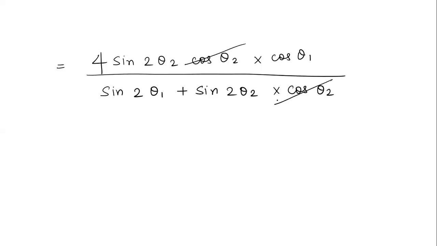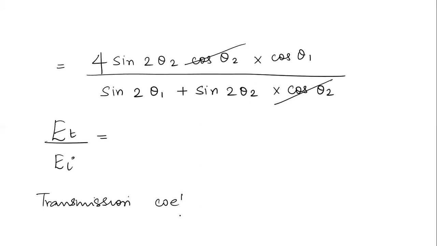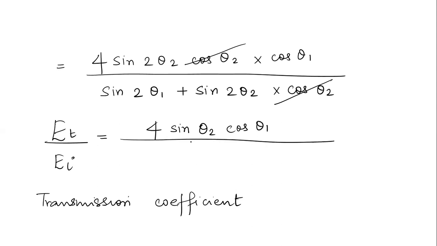So this term and this term get cancelled. And the final answer for this derivation, ET upon EI, which is the transmission coefficient. This is called transmission coefficient. So finally, the transmission coefficient becomes 4 sine theta 2 cos theta 1 upon sine 2 theta 1 plus sine 2 theta 2. This is how the final expression will look.